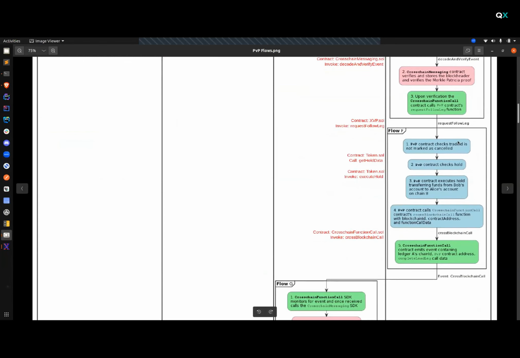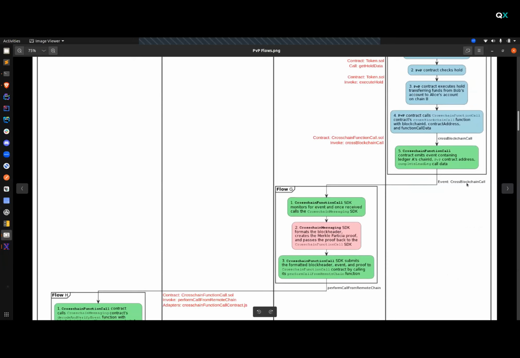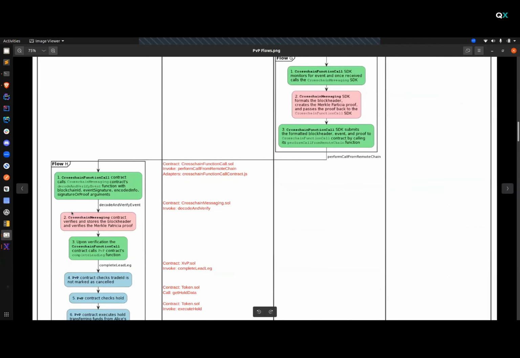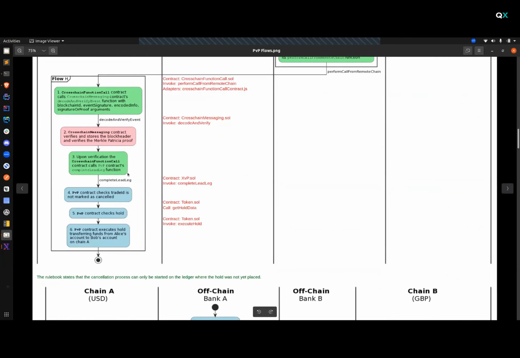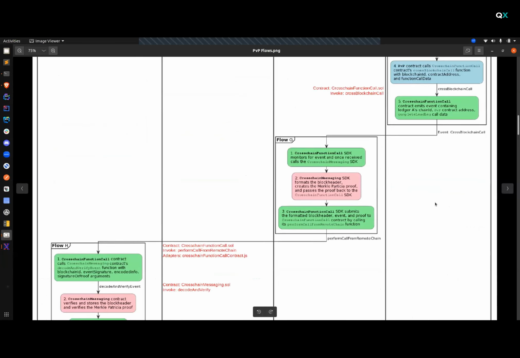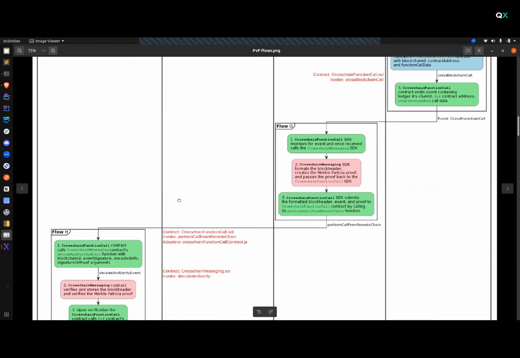So inside our application layer contract, it will check for cancellations. It will check that the hold is executable. Everything is in order, and it will execute the hold. And then it will emit an event again, which we will use to prove that this was now executed. So the event will be caught by an interop service, wrapped up in a Merkle-Patricia proof, and presented to the other ledger. The cross-chain function call layer will then decode and verify the event. If it verifies correctly, it will initiate the function that we wrapped up in this event to be called remotely.